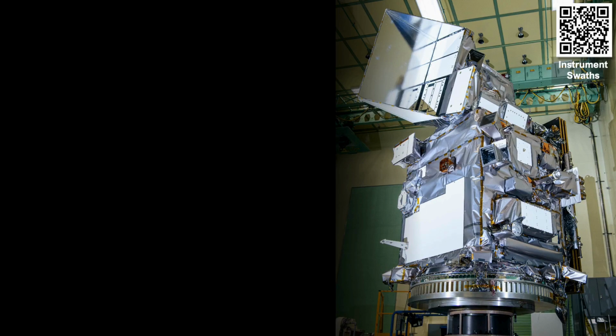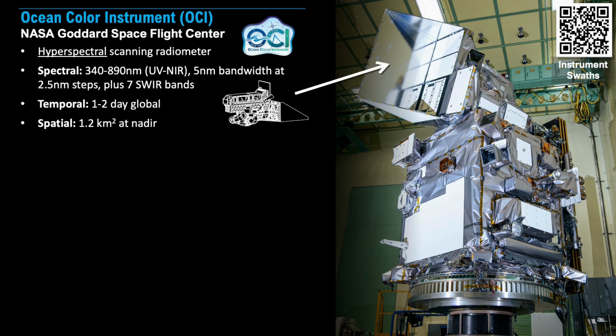So let's go over the instruments on the observatory. The first, and the only one required by the mission, is the Ocean Color Instrument, or OCI. It was built here at NASA Goddard Space Flight Center. It is a hyperspectral scanning radiometer that covers the UV through the visible through the near infrared. So that's 340 nanometers to 890 nanometers, at a 5 nanometer bandwidth with 2.5 nanometer steps, for those of you that like the details.